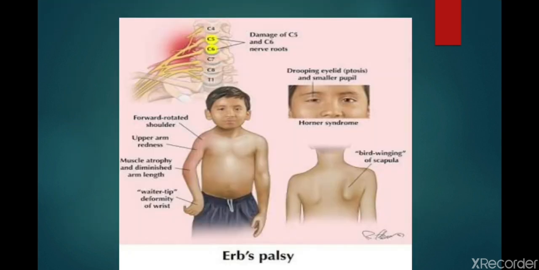Now I'll show you a picture. If you see, these are the features of ERB'S palsy. This is how the kid looks. If you notice closely, they are going to have Horner's syndrome, where they have ptosis as well as a very small pupil, and they'll have bird winging of scapula. Other features would be a forwardly rotated shoulder, upper arm redness, muscles being atrophied in the arm with a diminished arm length, and the most important one, the waiter's tip deformity. So these are the features of ERB'S palsy, the most important being the waiter's tip deformity, Horner's syndrome, bird winging of scapula.